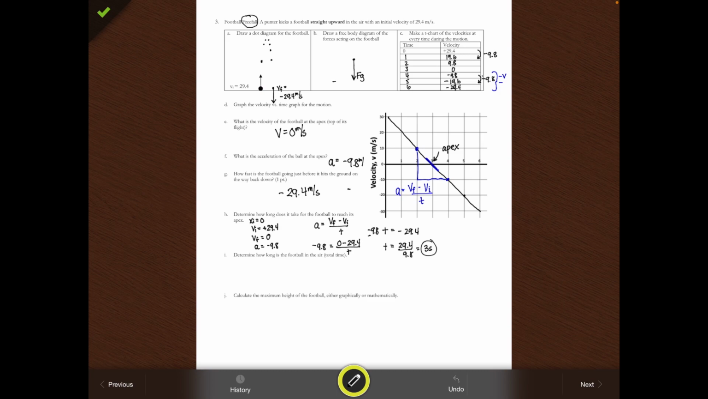The total time for the football to be in the air then was 6 seconds. 3 seconds to rise to the apex, 3 seconds to fall back to the ground, for 6 seconds total by symmetry. Finally, calculate the maximum height. I can do this one of 2 ways. We can do this with kinematics or graphing.